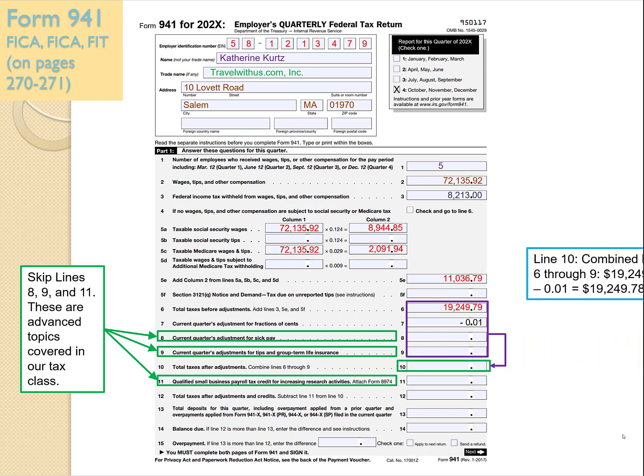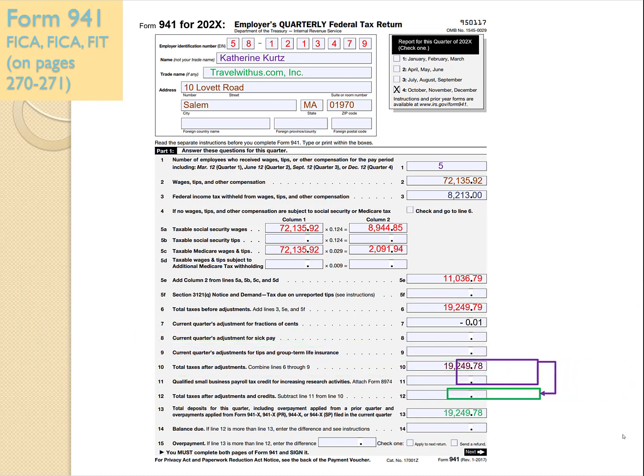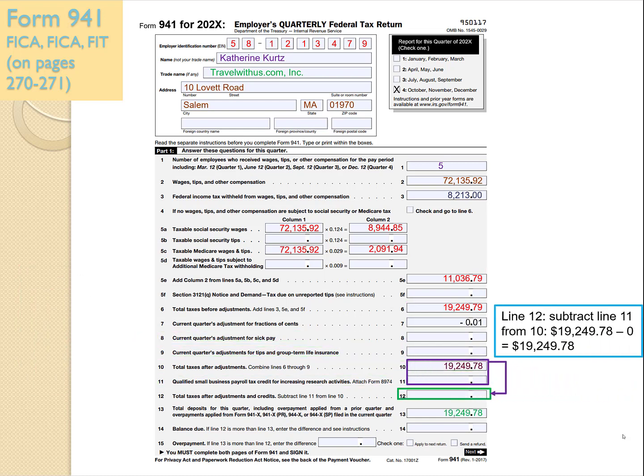So line 10, we're going to combine lines 6 through 9 according to the directions. So 19,249.79 minus 1 cent gives us 19,249.78. Line 12, we're going to subtract line 11, which is 0, from line 10. So line 12 is 19,249.78.